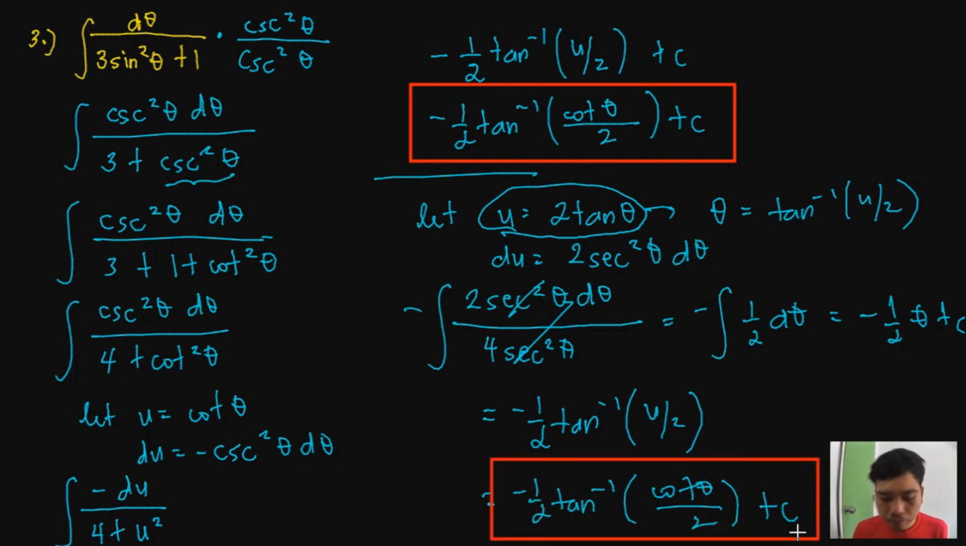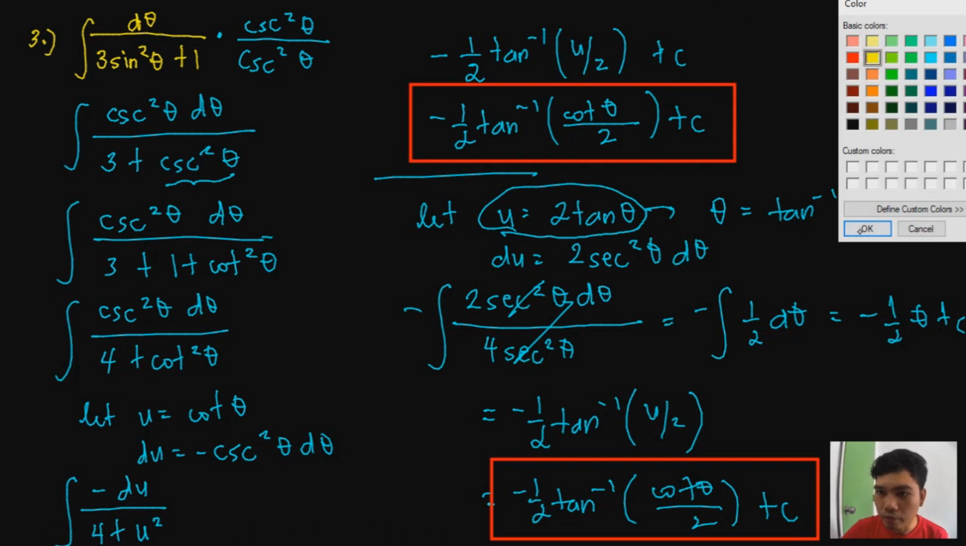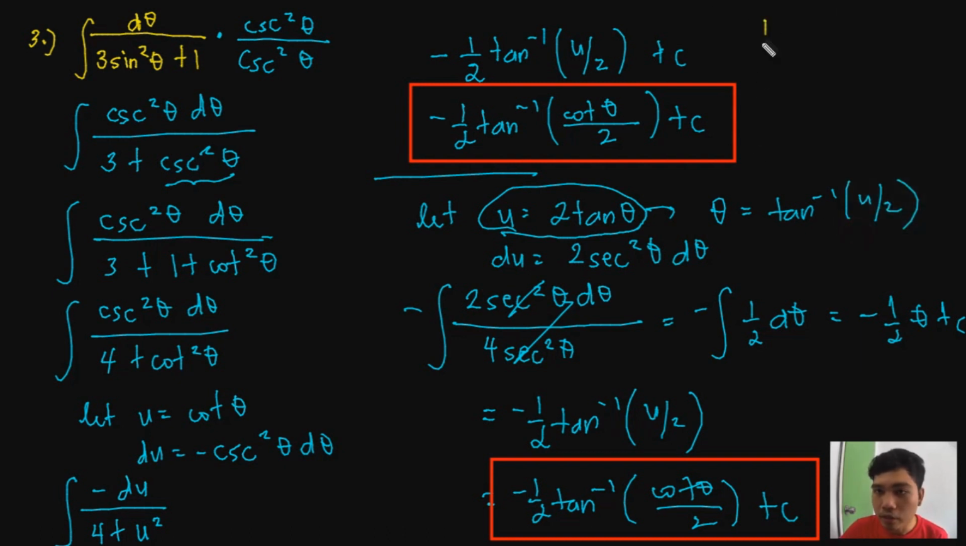Now in your handout, I think the answer is something like this. The answer is kind of different in form, but they are actually the same. That is 1/2, and then the inverse tangent of 2 tangent theta plus c. So remember, if you try to take the negative of this expression and then just do twice the tangent theta, that should result in this expression as well. So you might as well want to try that.